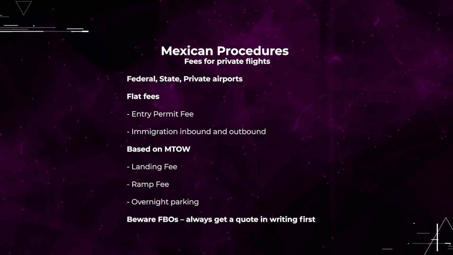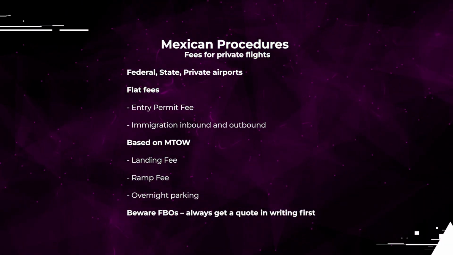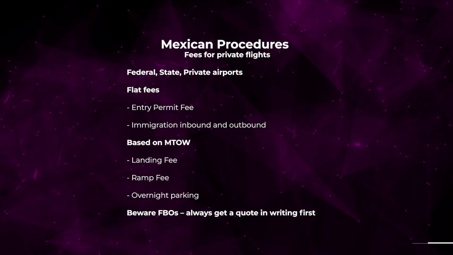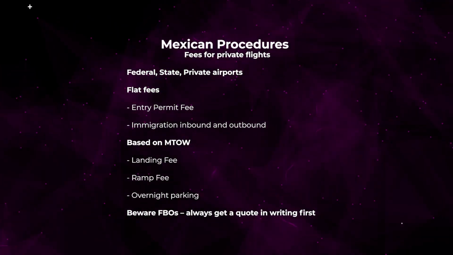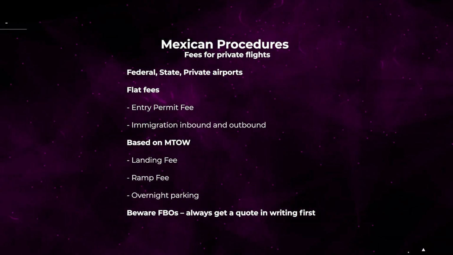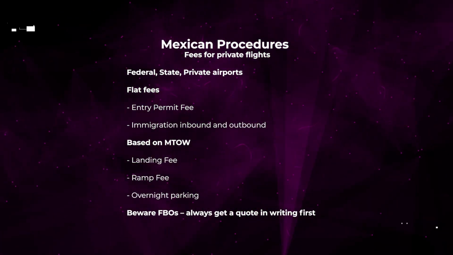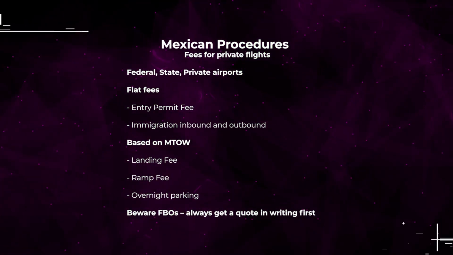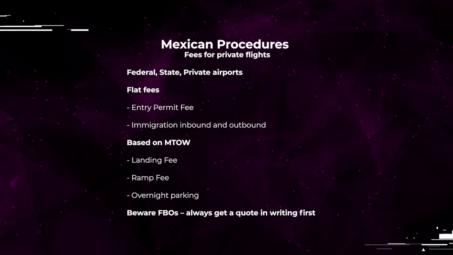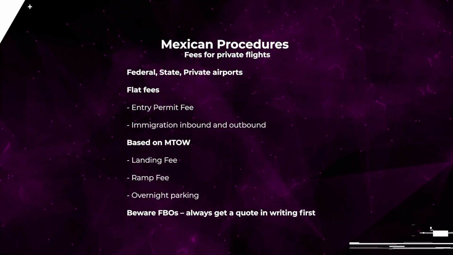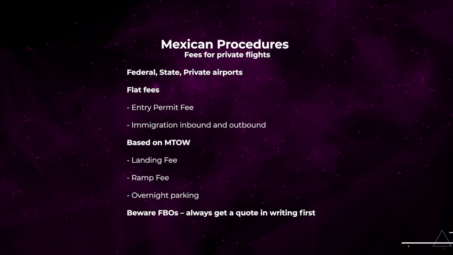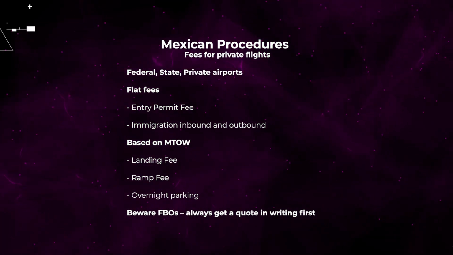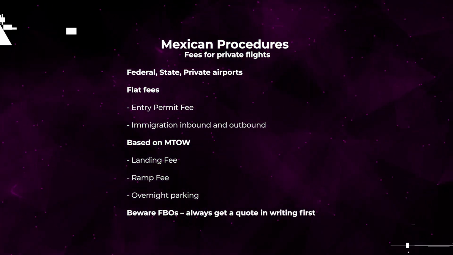Airports in Mexico fall into one of four categories. It may be federally owned and federally operated. It may be federally owned but operated by a private company under a concession. It may be state-owned and state-operated, or it could be privately owned and operated. The type of ownership and operation can affect the fees that are charged at that airport. Some fees in Mexico are independent of the aircraft. There are fixed fees, such as your entry permit fee, passenger fees, things like that. Other fees are based on the maximum takeoff weight of the aircraft, such as your landing fee, your ramp fee, and your overnight parking fee.